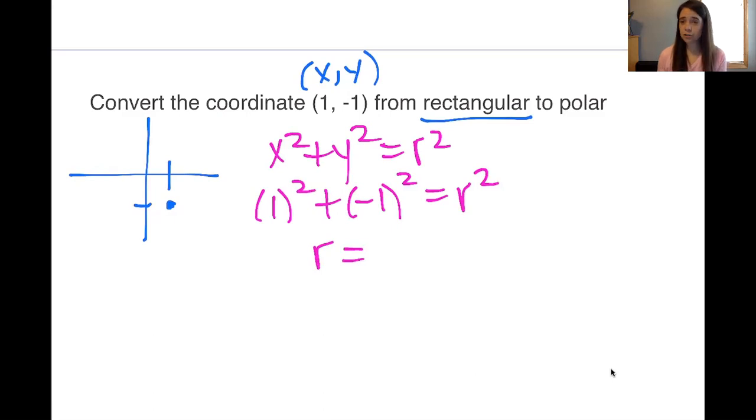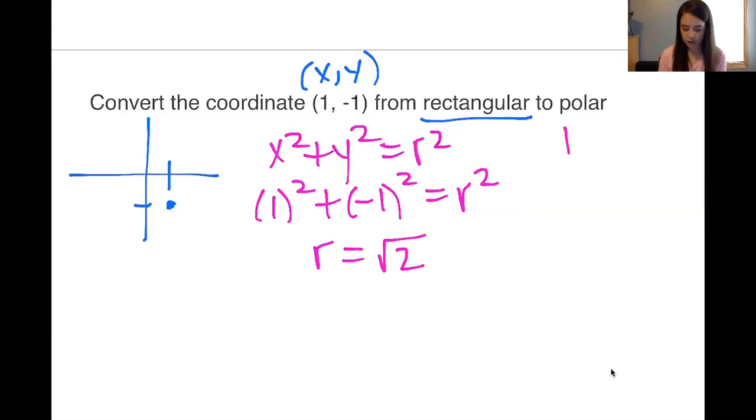So r squared is 2, and yes, technically when we square root both sides, we would get r as plus or minus radical 2. But since we're going to write the coordinate, I really want you to focus on one or the other. It's going to be easier if we just focus on the positive one, because then we're moving forward along that angle. So I'm going to choose r is a positive radical 2.